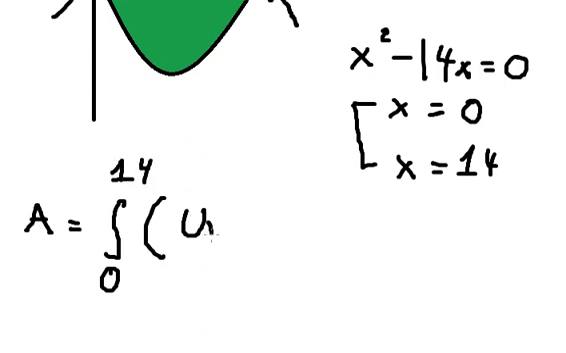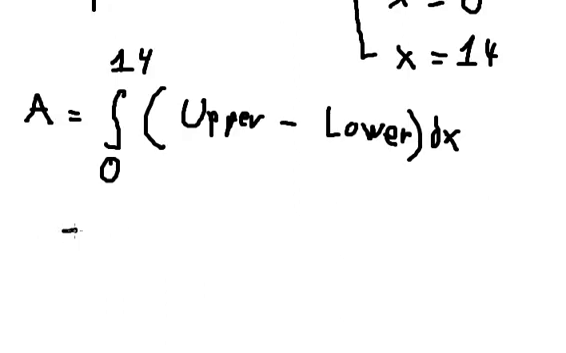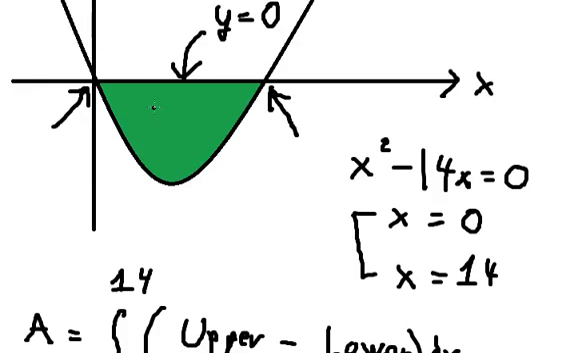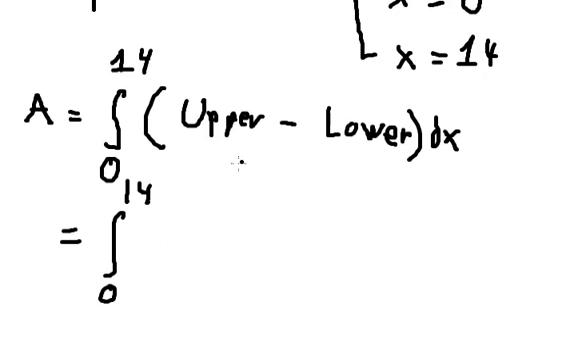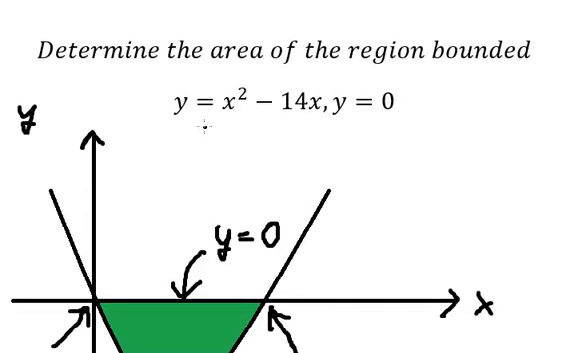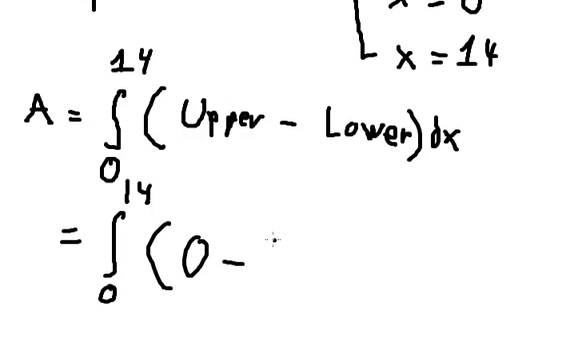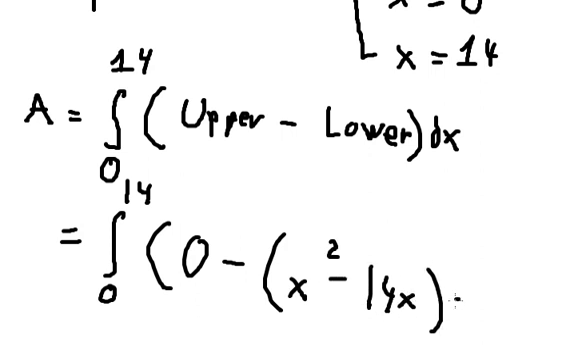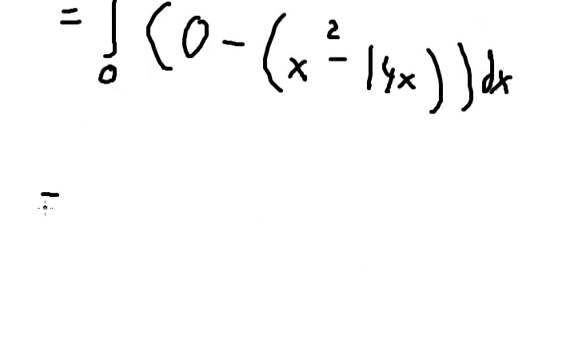So we have the upper function minus the lower function. So the upper function is y equals 0. The lower function is this one. So we put the negative outside.